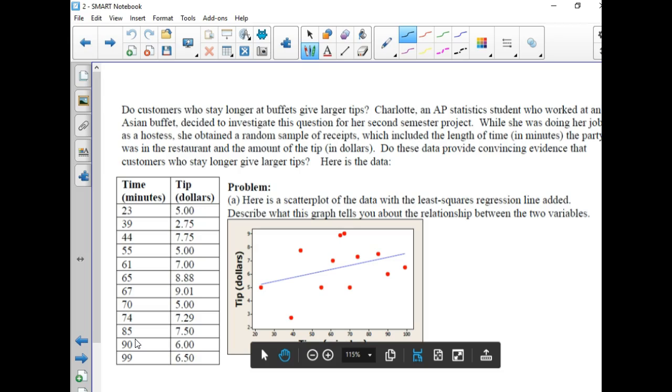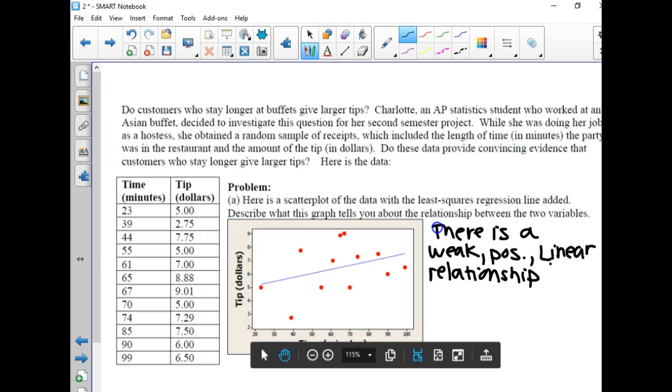Okay? Some of you on the test, I didn't dock you for this, but writing just S colon, U colon, D colon, S colon isn't okay. You do need to write it as a sentence. You would say, there is a weak or moderately weak positive linear relationship between X and Y, so time and tip.